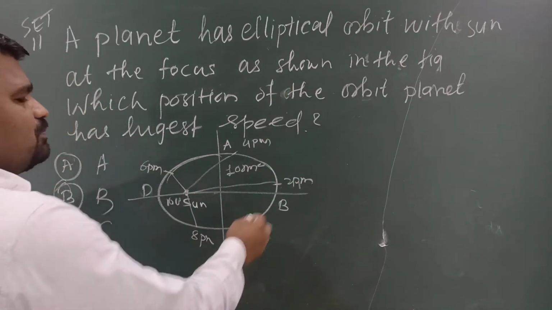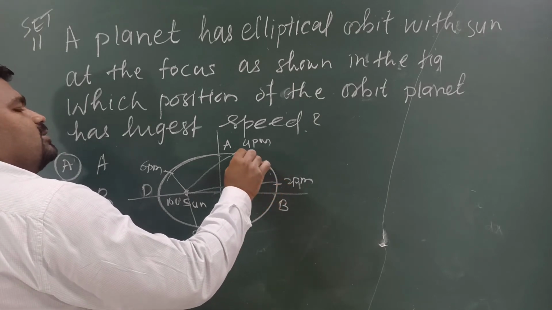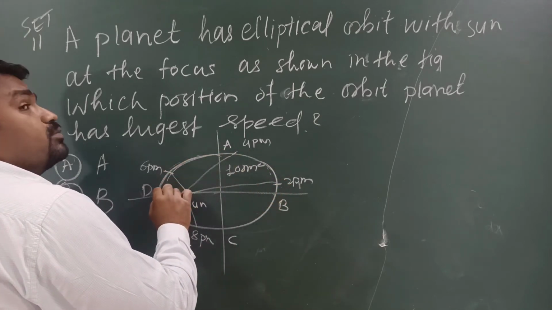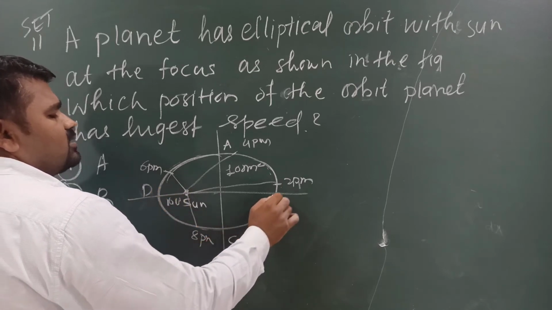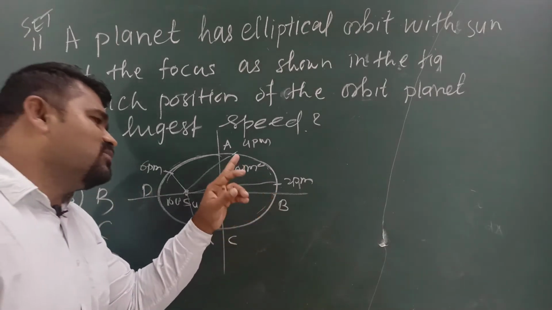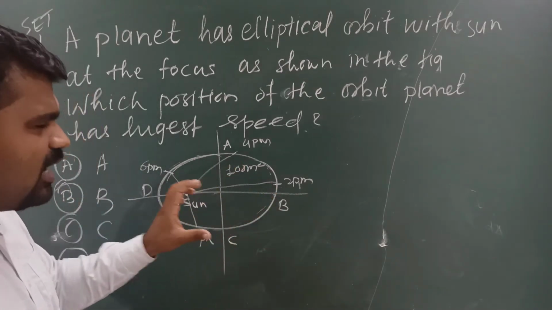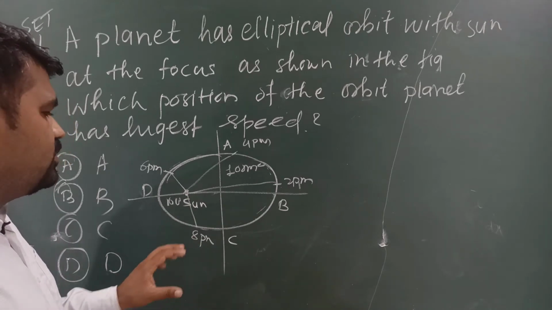Got it? Means here speed is less. Next the speed slightly increases. Here speed is maximum. Again the speed goes down. Last, the least is here. Got it? Why does this happen? Here speed is smaller, here speed is larger, because they swept out equal area in equal interval of time. Yes or no?